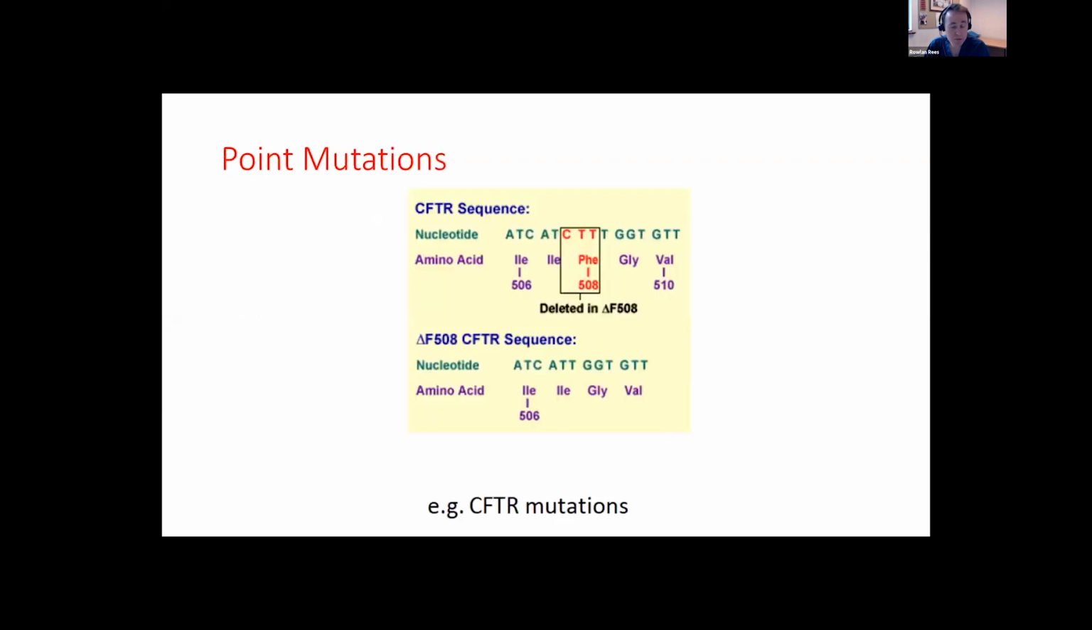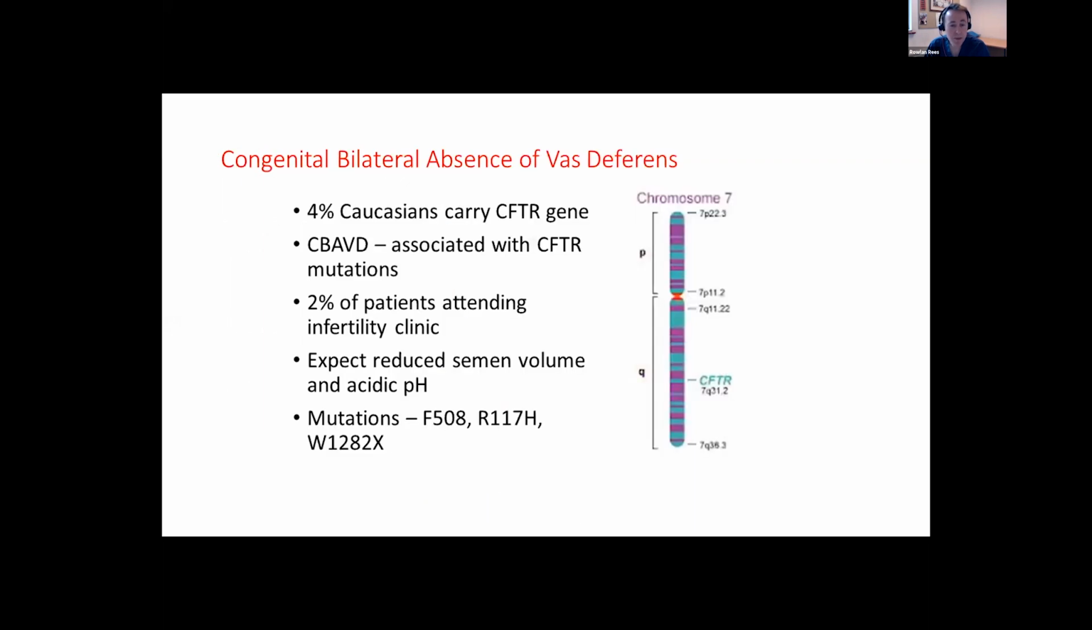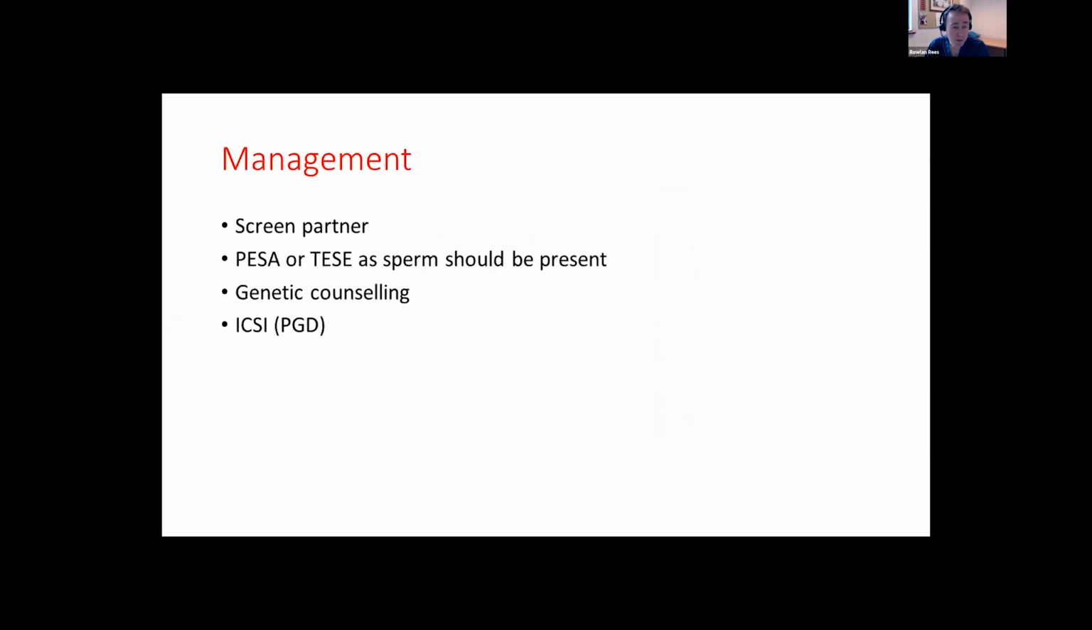Finally, the point mutations. We described the cystic fibrosis gene mutation. Approximately 4% of Caucasians carry the CFTR gene, and it is associated with congenital bilateral absence of the vas deferens and therefore obstructive azoospermia, and this carries a very good prognosis in terms of harvesting sperm.